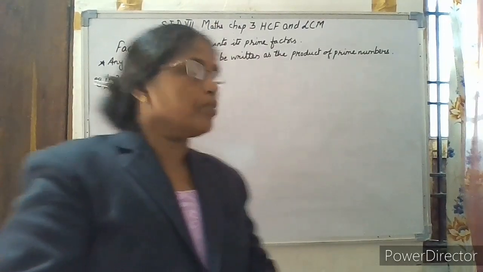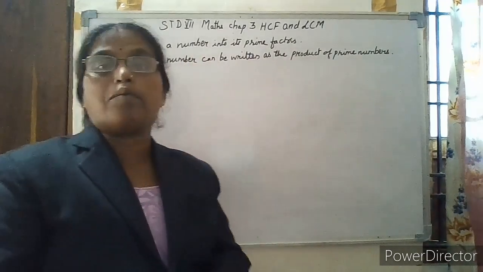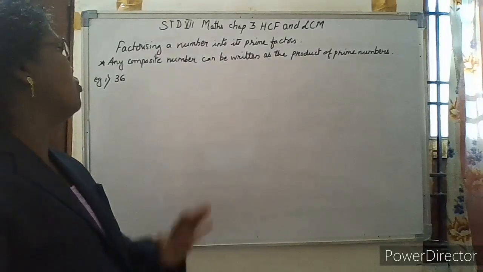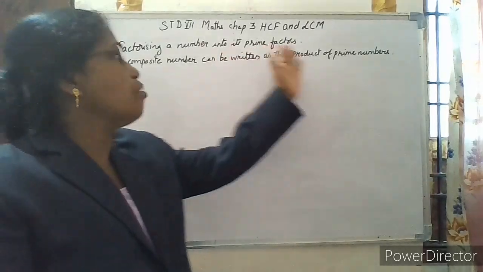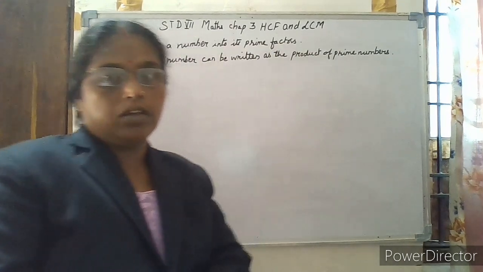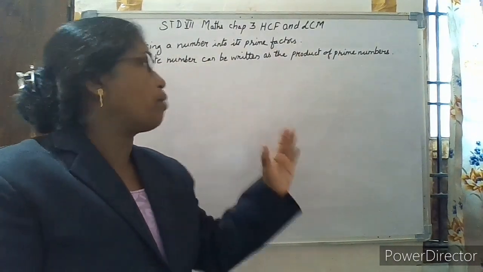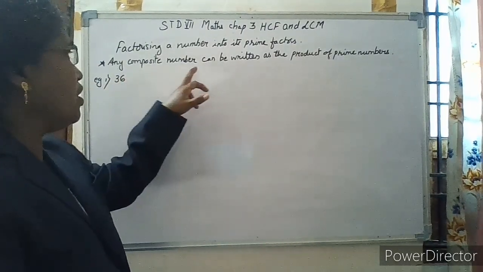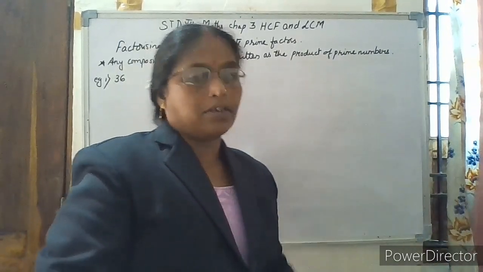Good morning, children. As we have learnt previously, that is co-prime numbers and twin prime numbers. Now today we are going to learn how to factorize a number into its prime factors. Any number given, we have to factorize it into prime factors. Any composite number can be written as the product of prime factors.